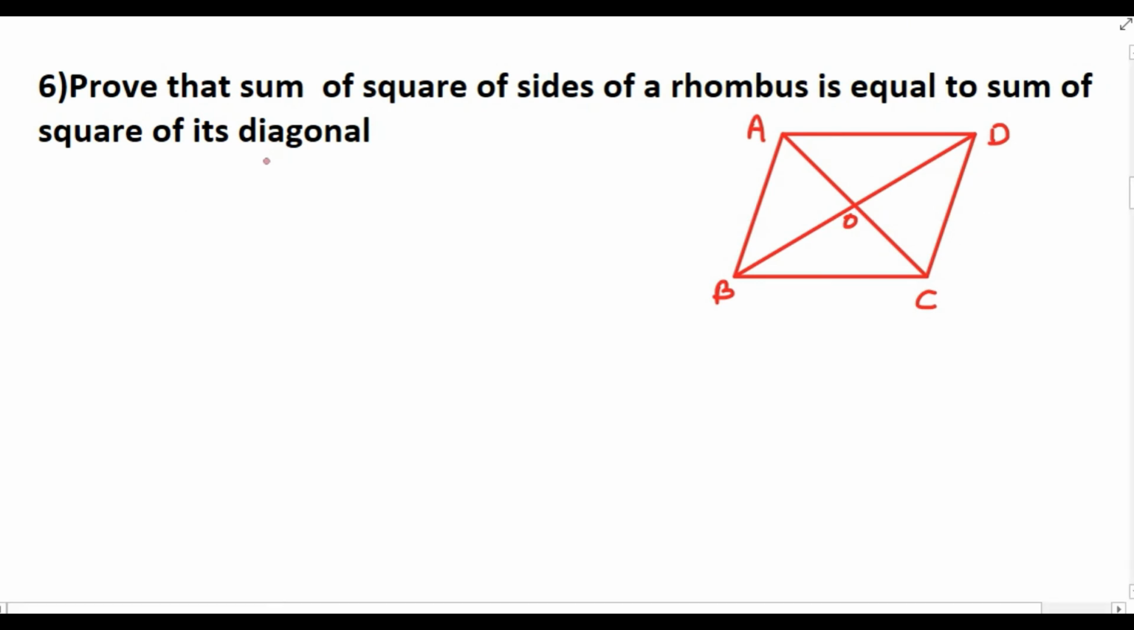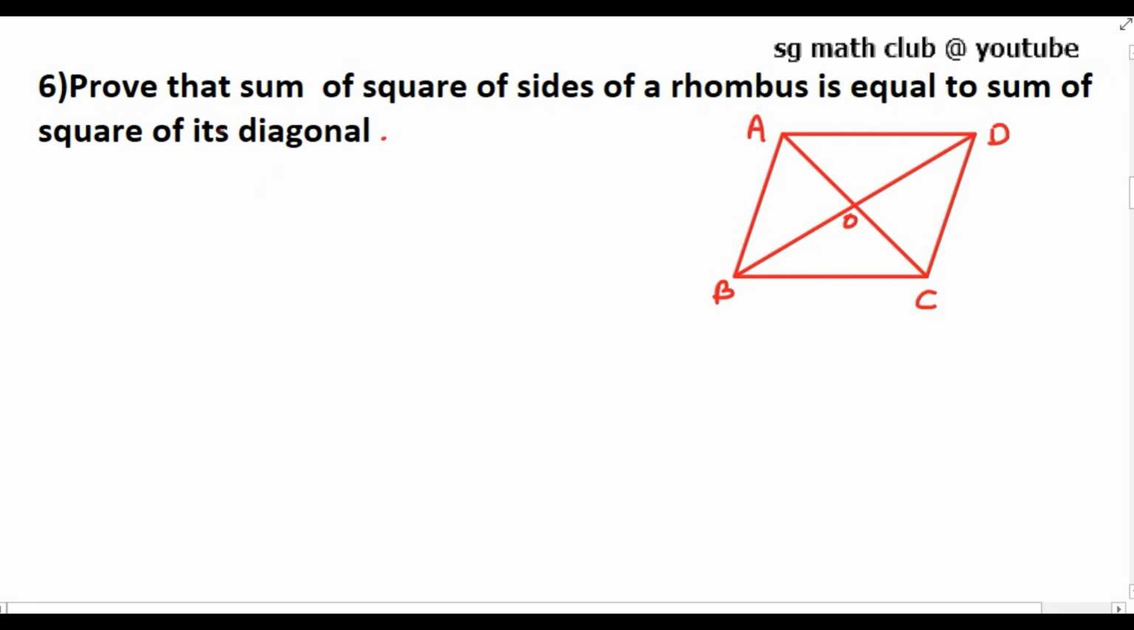So next question, prove that sum of square of sides of a rhombus is equal to sum of square of its diagonals. We know that in a rhombus all the four sides are equal. Again, in a rhombus the diagonals bisect each other at right angles. So these two properties we have to use to solve this problem.